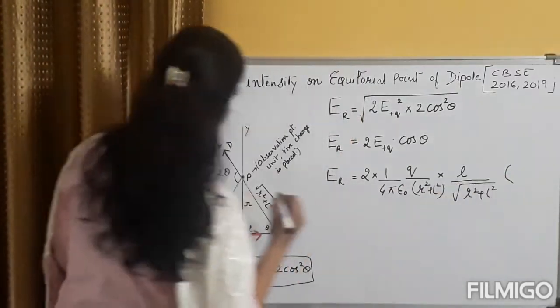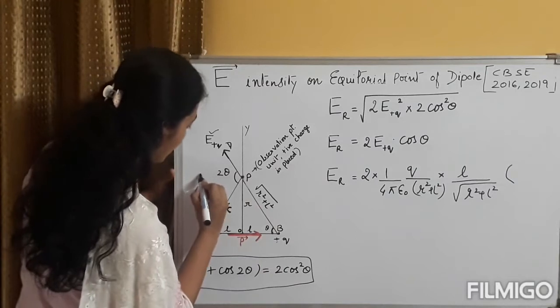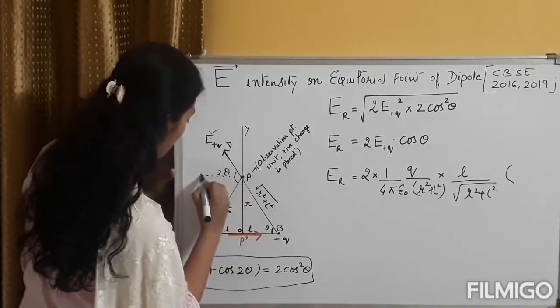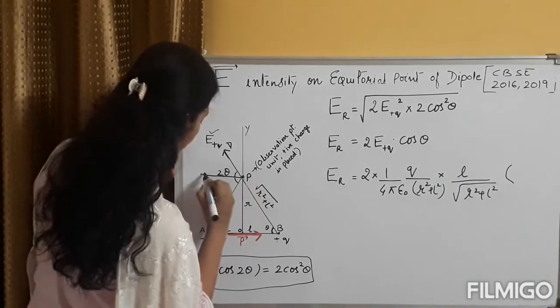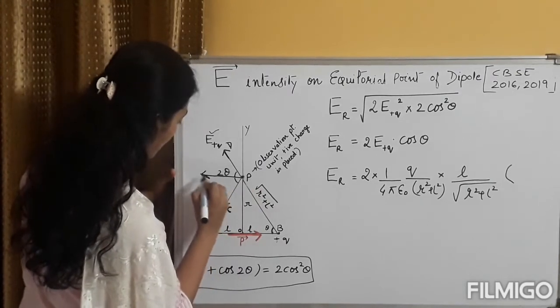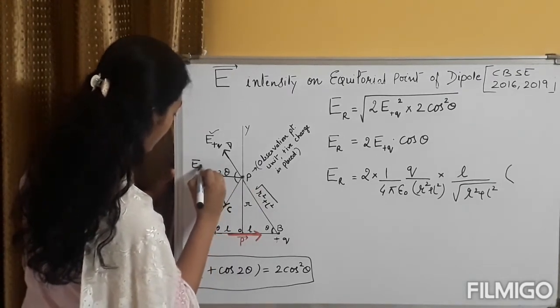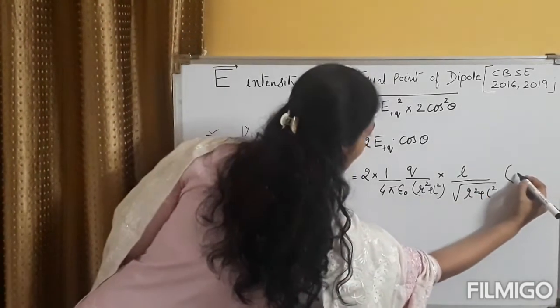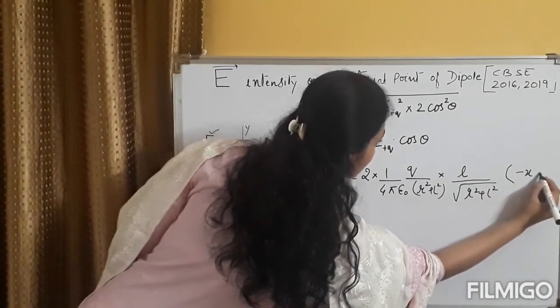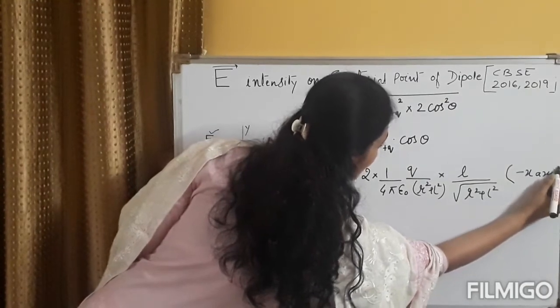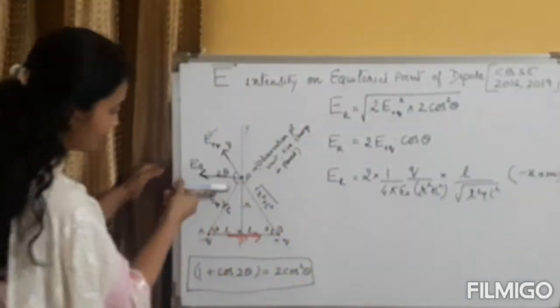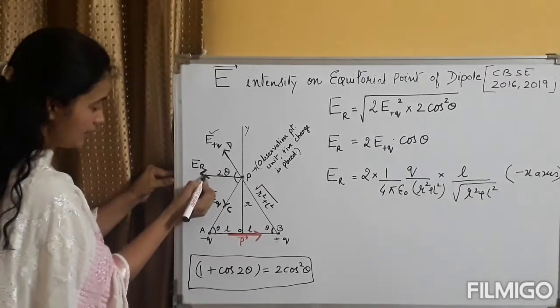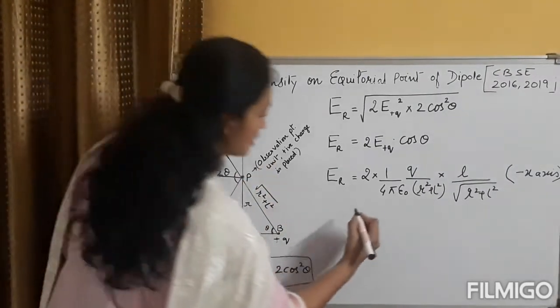And what is the direction? We have to indicate the resultant. Resultant is somewhere in this direction. So this is E resultant. So it is along minus x axis. We can say it is along the negative x axis. The resultant is along the negative x axis.